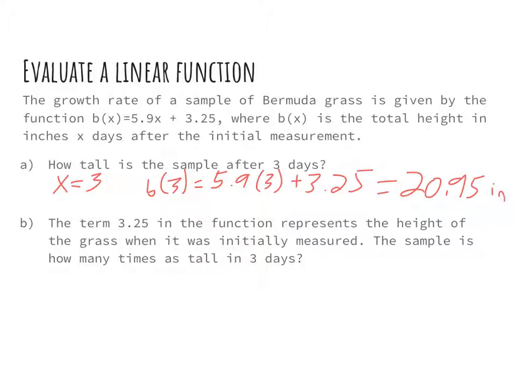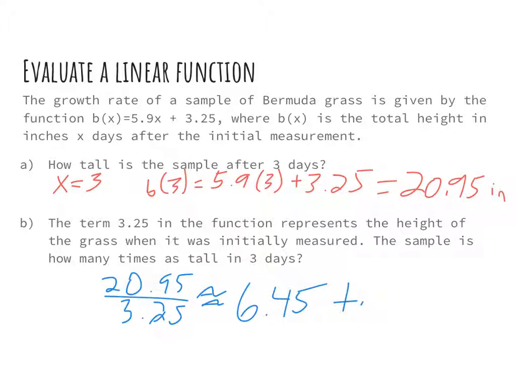20.95 inches tall. Now the term 3.25 in the function represents the height that it originally measured at. So they want to know how many times as tall it is in 3 days. We would take our 20.95 that we just found and divide it by our original amount of 3.25, and we would get roughly 6.45 times as tall.